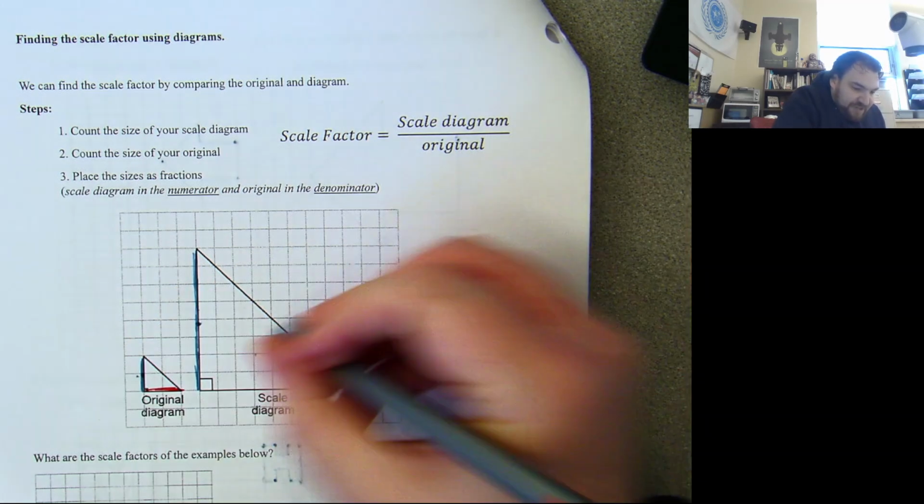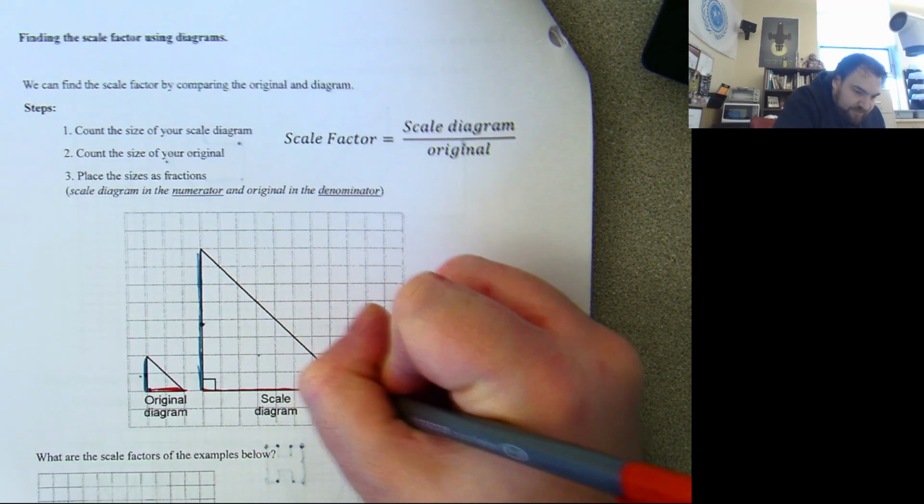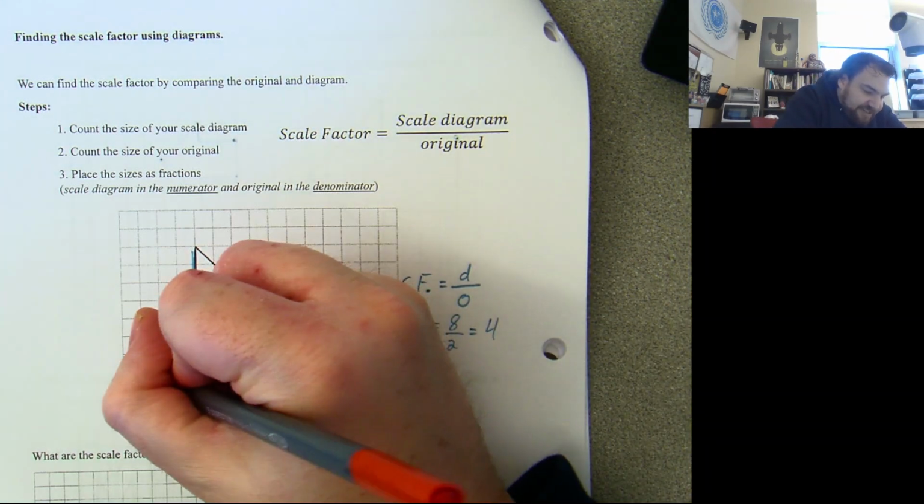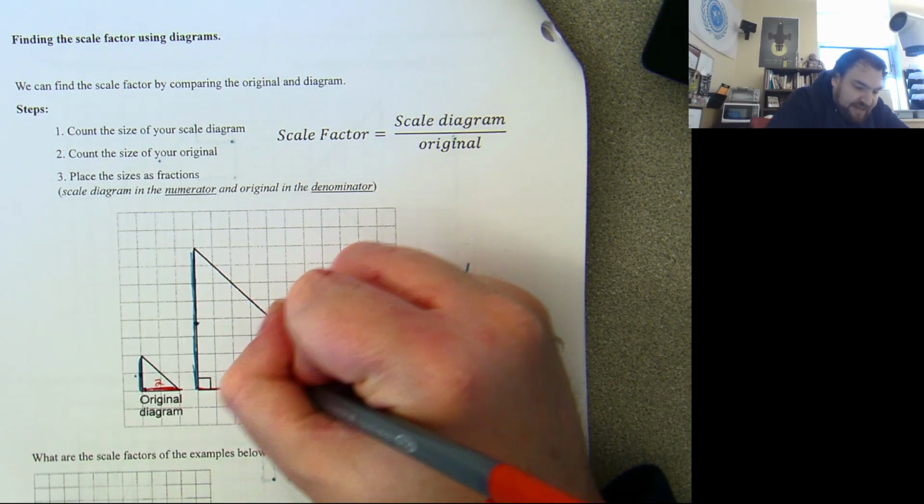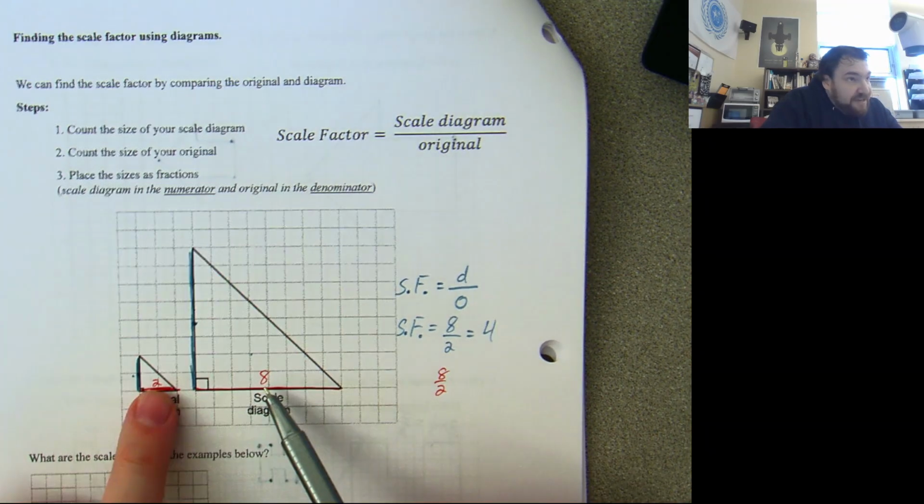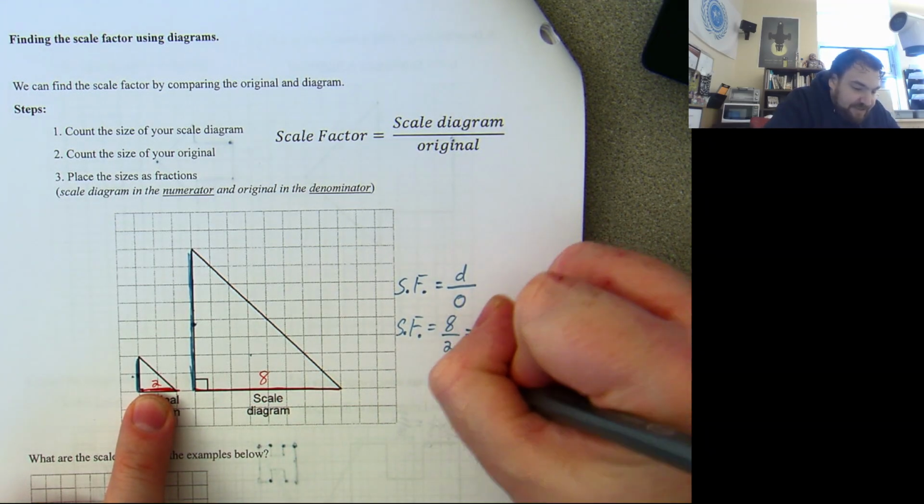Instead of using those vertical sides, let's use these two horizontal sides. The length here is still 2. The length here is still 8. So if I look at 8 over 2, if I'm using different sides now, I'm still going to get the same scale factor.